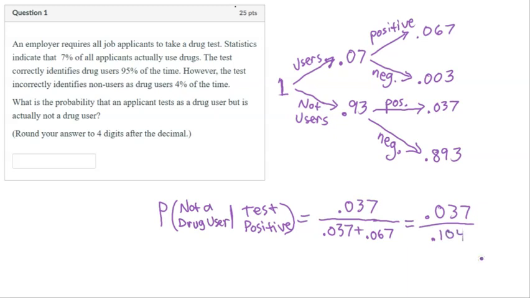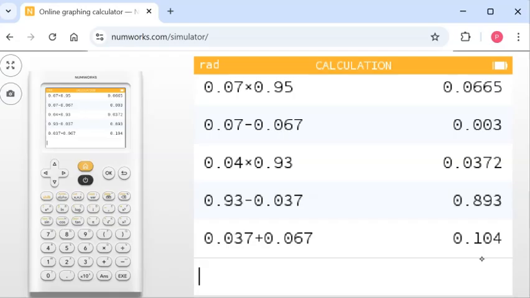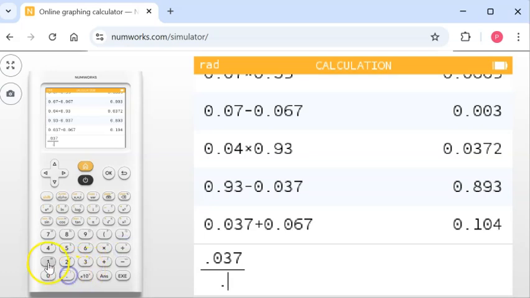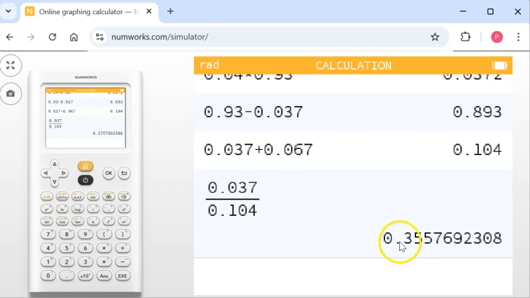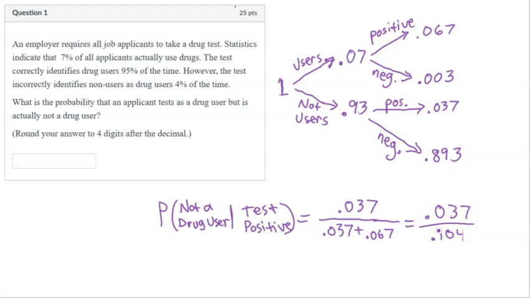0.104, and now we're going to key this in. We're going to do 0.037 divided by 0.104, and that gives us 0.3557. This 5 is going to be rounded up to a 6, so it would be 0.356. All right, so this equals 0.356, and that's our final.